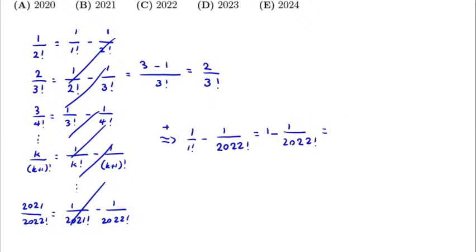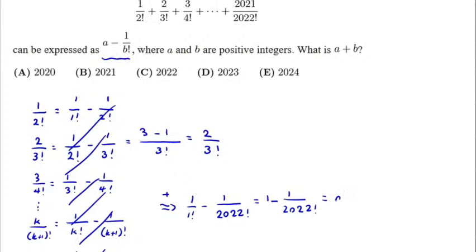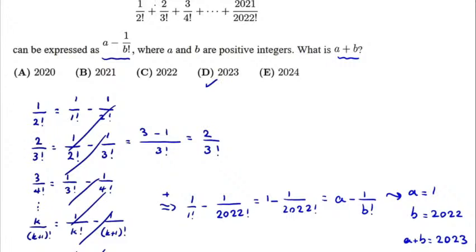The problem says we can show it as what? Here, a minus 1 over b factorial. So we conclude a is 1 and b is 2022. The problem says a plus b is what? So a plus b is 1 plus 2022, which will be 2023, and the answer is D.